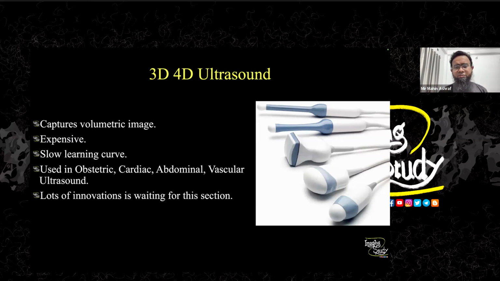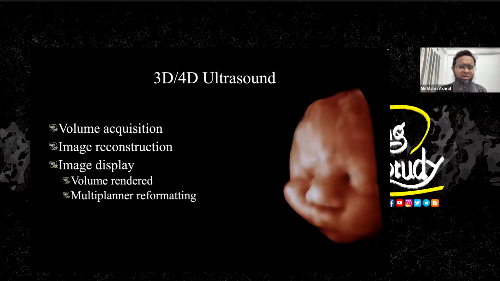Nowadays, we are using 3D and 4D for all the scans of obstetric, cardiac, abdominal, vascular, and whatever you say. And a lot of innovations are coming in the future, because we see the ultrasound manufacturers are working very hard to make 3D ultrasound easier. And also they're trying to implement many different AI functions with 3D ultrasound. So if you want to apply AI functions in an ultrasound machine, 3D is the best option. So make sure 3D will get more options in the near future.